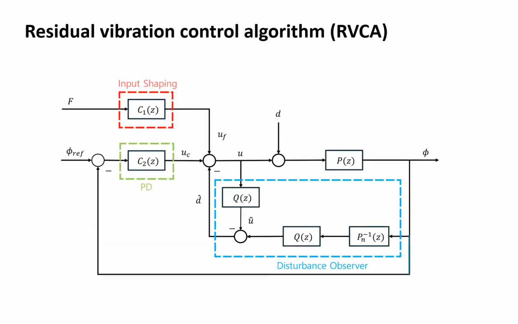The following presents RVCA, a control algorithm that reduces the residual vibration of the ROR system. It utilizes input shaping as a feed-forward control for the movement of the DAR and feedback control using PD control for the stationary state. A disturbance observer is applied to improve the overall control performance.